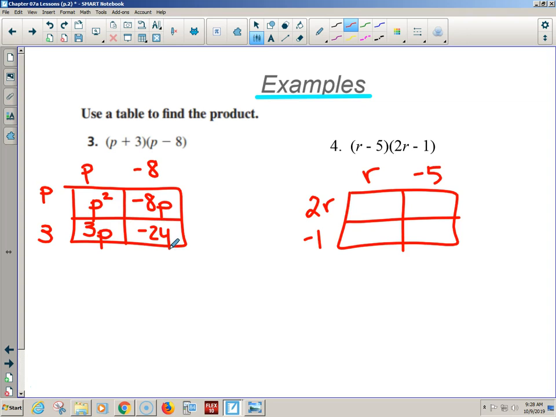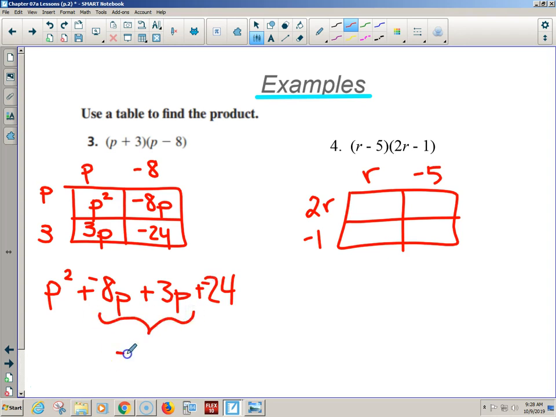Jonathan, what do we do next? We put it like P squared minus 8P plus 3P minus 24. Got it. And if you guys want, you could do little plus negative 8. That's okay. It's not bad. We could just think plus, plus, plus, plus. We could do plus a negative 24. That's okay. But either way, don't these combine? Negative 5P.